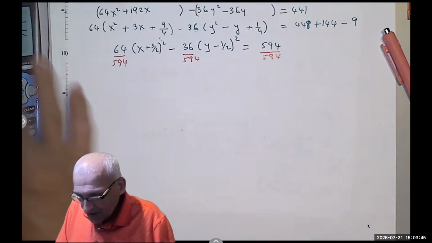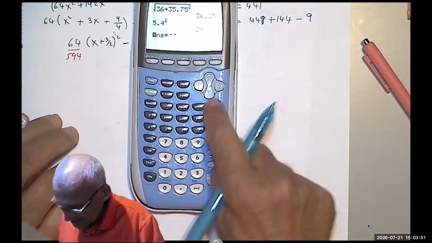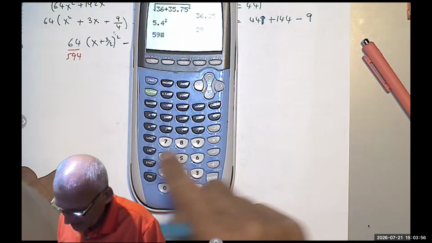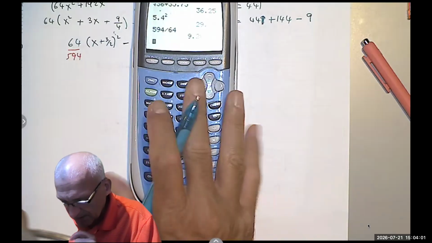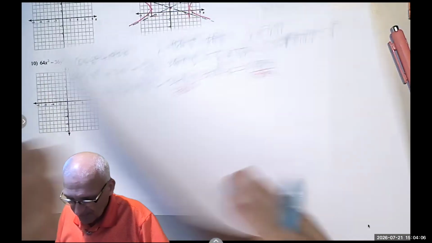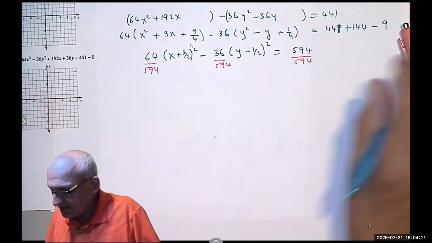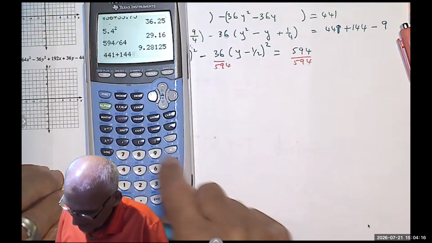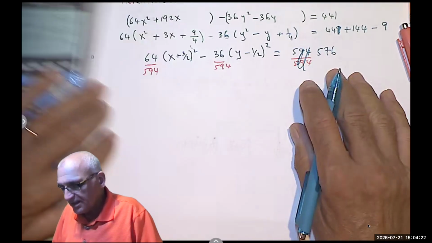If you divide 594 by 64, you get, oh, I thought we should get 9. No, this is minus 9. So 441 plus 144 minus 9 is 576, which is 24 squared. Yeah, now it makes sense.